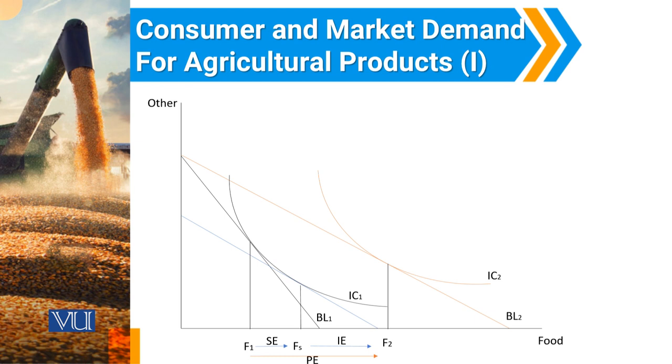And in this particular case, food acts as a normal commodity. Okay, when there is an increase in real income of the consumer, there is an increase in consumption of food. When the price of food decreases, real income of the household increases, and because of that increase in real income of the household, consumption of a normal good will increase. So food in this case acts as a normal good.